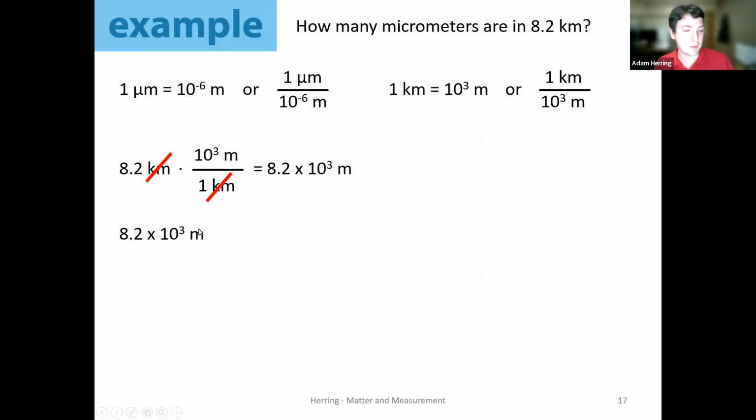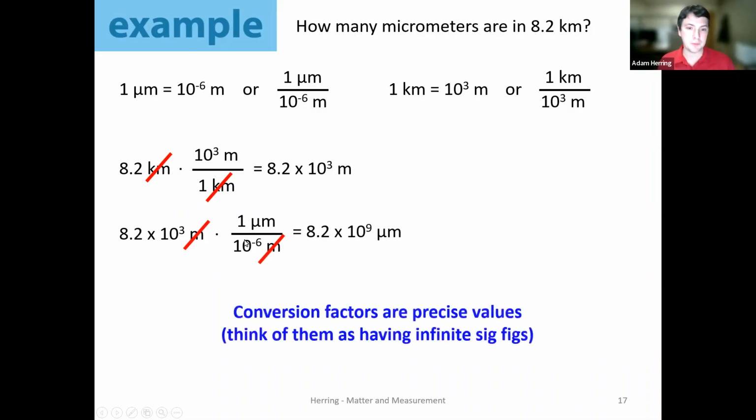So now when we convert from meters to micrometers, we use the conversion factor that we identified earlier. Again, we want to align it such that we have meters on top and meters on bottom. So that way, when we divide those two, the units of meters will cancel out, and we're left with micrometers. So we have 8.2 times 10 to the 9 micrometers. You can think of conversion factors as precise values. In other words, they have an infinite number of significant figures.